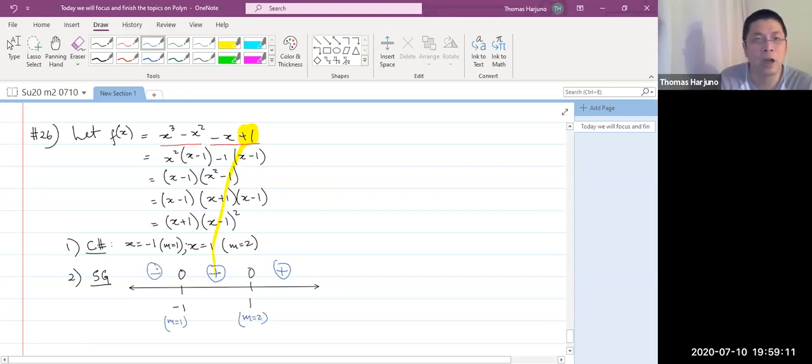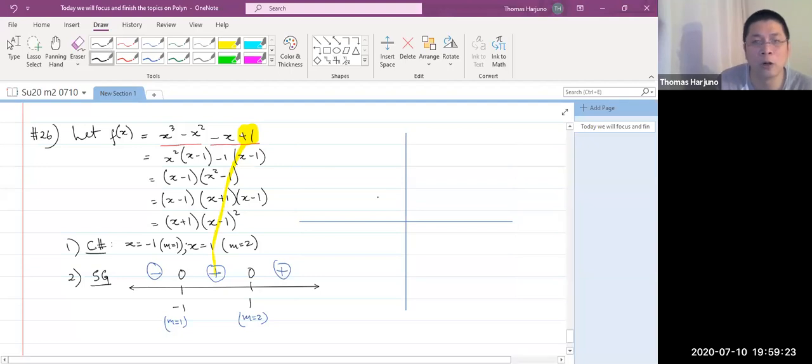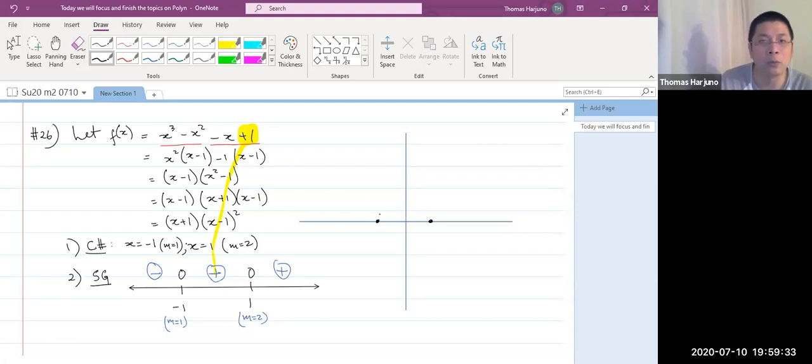Now, then, how do we use this to graph the polynomial? The x-intercepts are (1, 0) and (-1, 0). Okay. Now, we know that because this is degree 3. What is the y-intercept? The y-intercept is (0, 1).